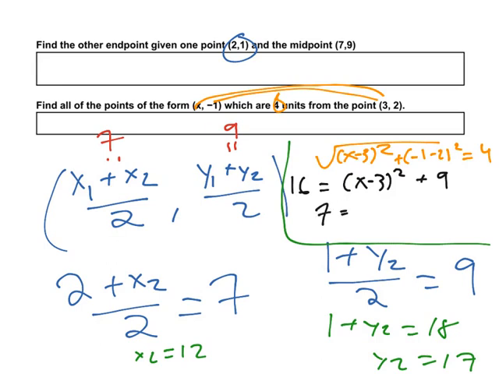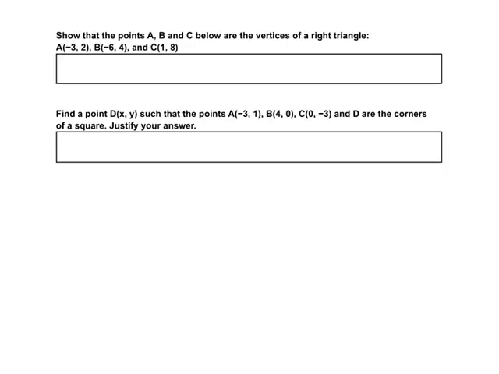I'll subtract 9 from both sides. And then I will square root both sides and add 3. So x is equal to 3 plus or minus square root 7. And you'll write them out as 2 points. So (3 plus square root 7, negative 1), and (3 minus root 7, negative 1).